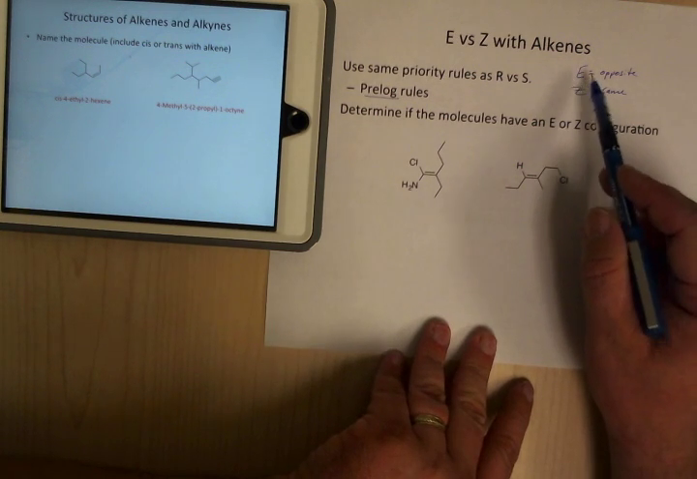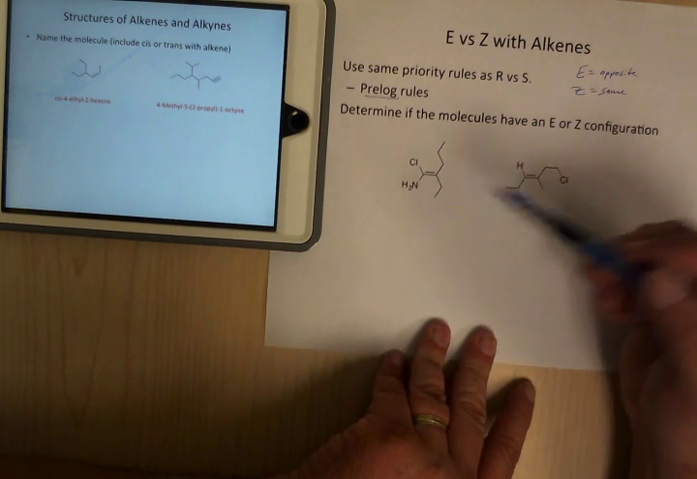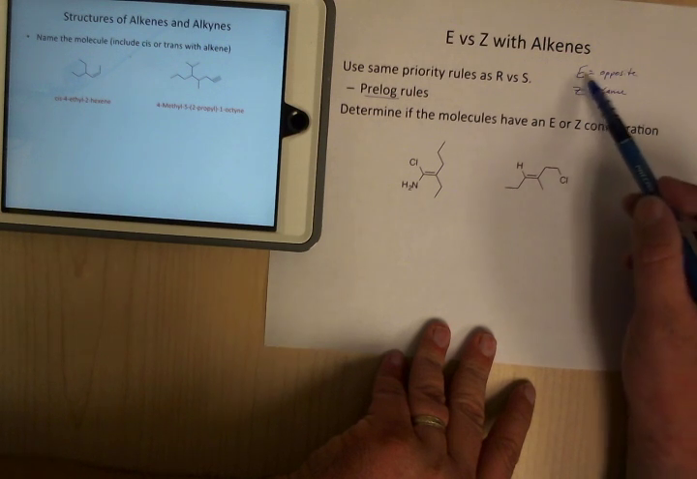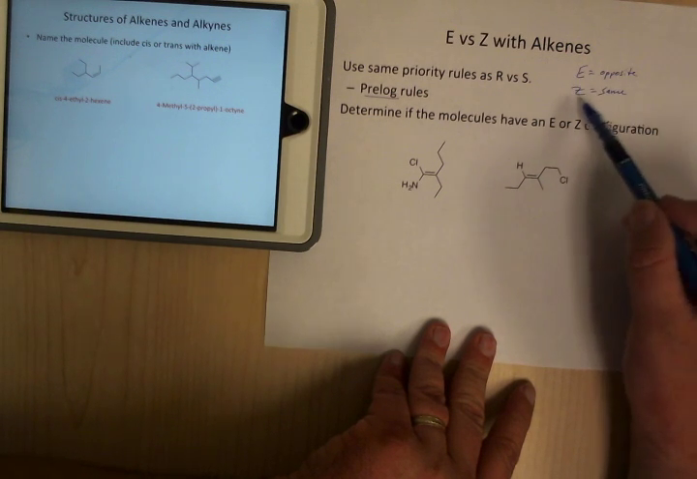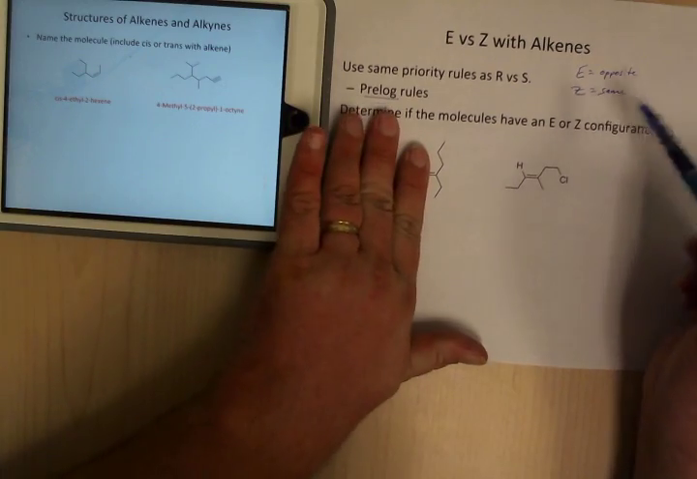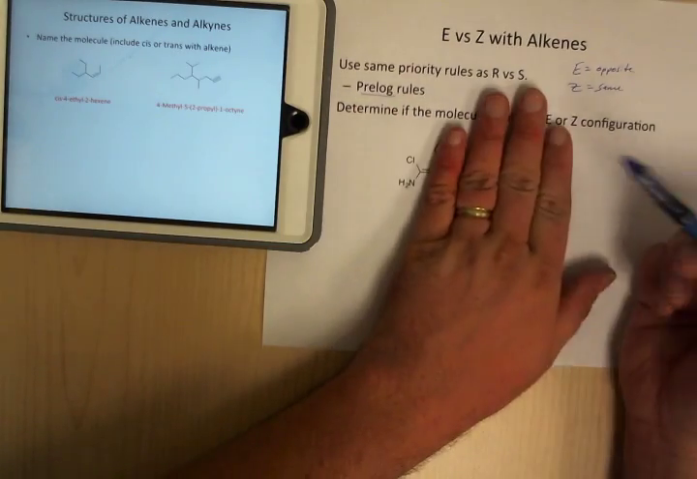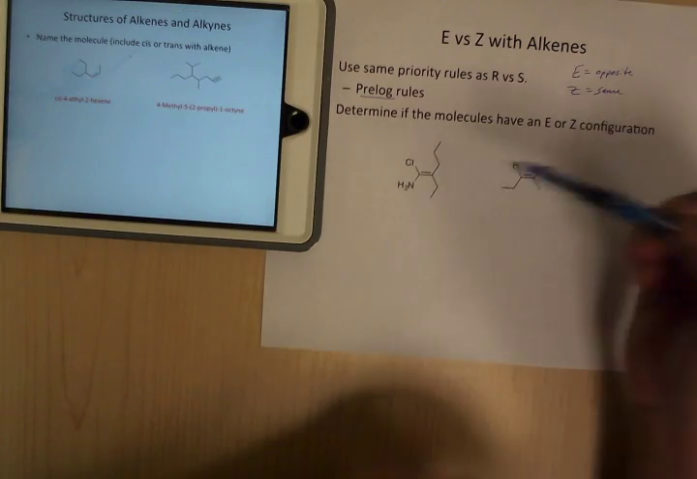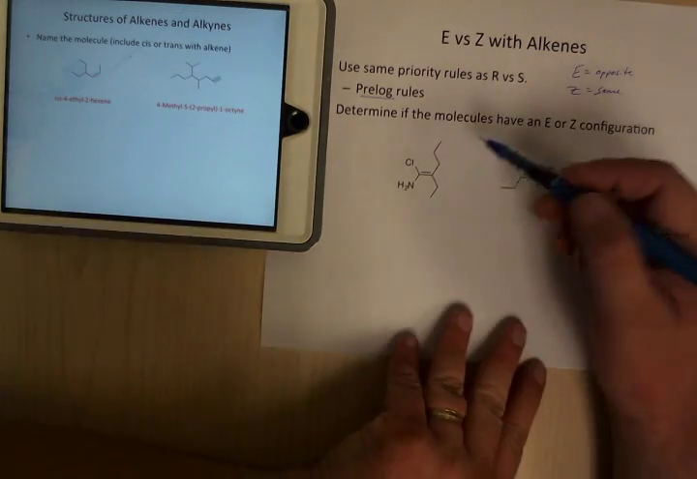So we're looking at the high. We're going to have a high and a low priority on each side of the double bond. So if the high priorities are on the opposite side, it's considered E. If they're on the same side, it's considered Z. And we're going to do the high and low on this side, the high and low on this side, and we'll take our hand away, and then look to see where the highs and lows are.